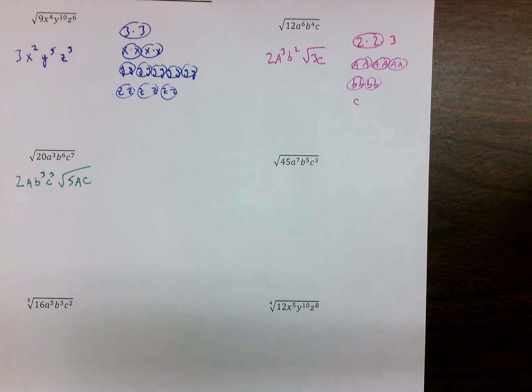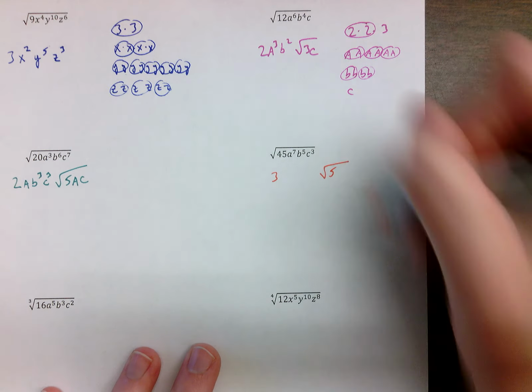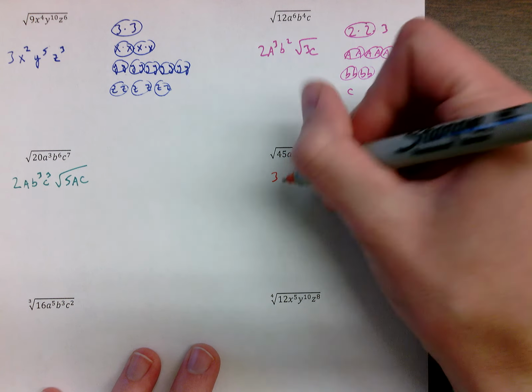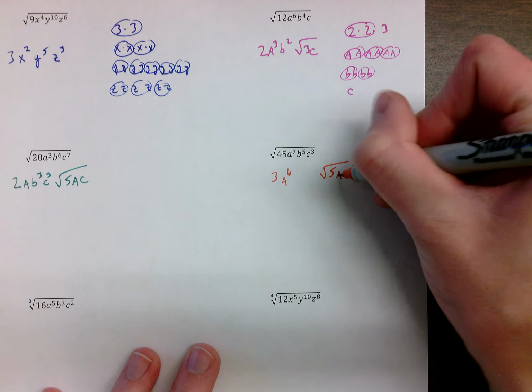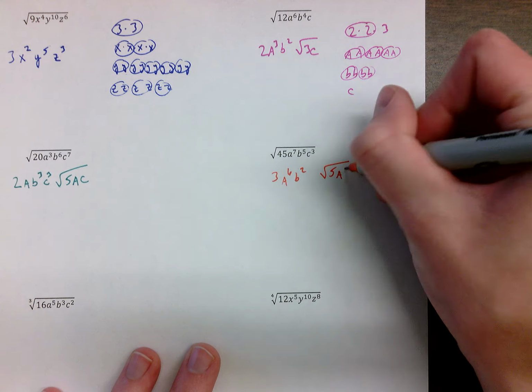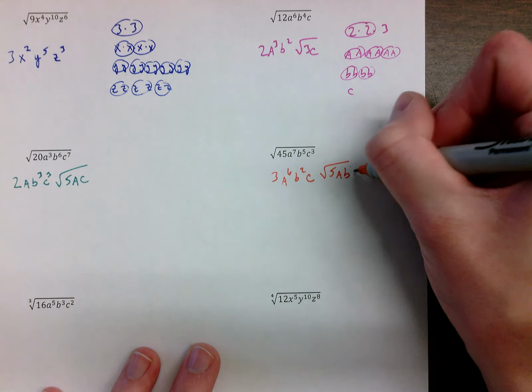Okay, this guy over here. So 45, that's 9 times 5. So 3 on the outside, 5 on the inside. A to the 7th, that's going to be 3 pairs with 1 left over. B to the 5th, that's 2 pairs with 1 left over. C to the 3rd, that's 1 pair with 1 left over.